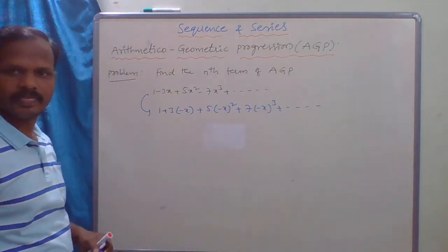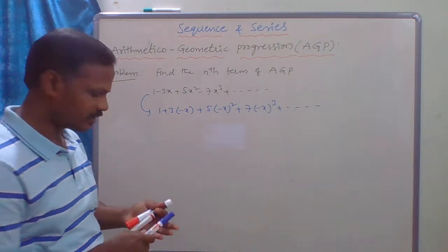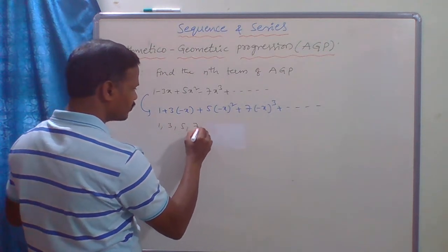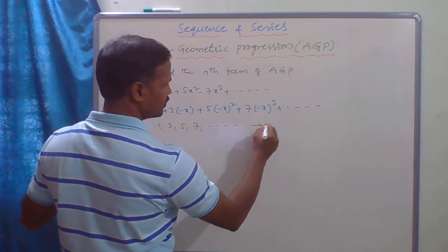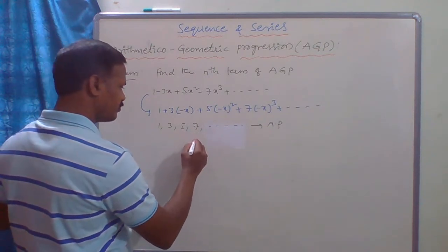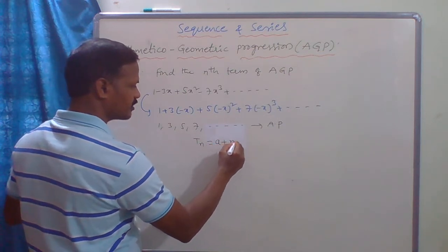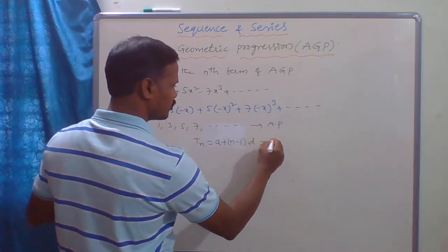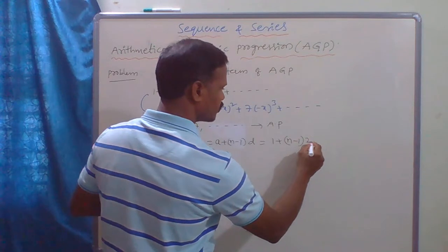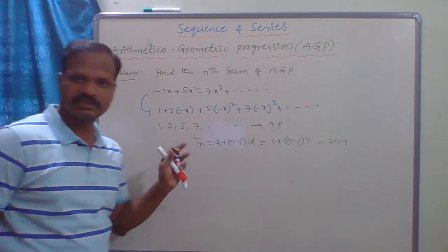Yes or no? Now here two progressions are there. They are 1, 3, 5, 7 and so on. So this is in AP. What is the nth term? Tn equal to A plus n minus 1 into D, which is 1 plus n minus 1 into the difference, 2. So it is equal to 2n minus 1. That is the nth term for this AP.